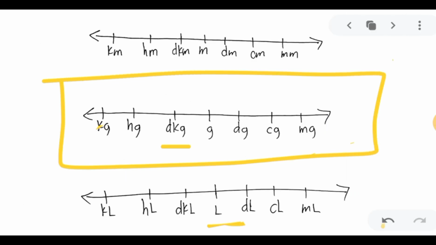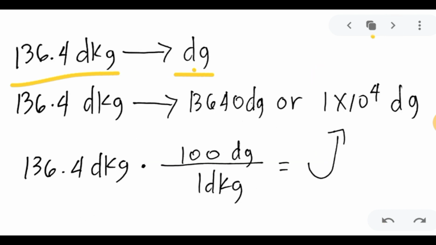Andito yung decagram, andito yung decigram. So, 1, 2. Multiply mo sa 100 or move ka ng 2 places. So, 136.4 to decigram is 13,640 decigram or just 1 times 10 raised to 4 decigram, or pwedeng 1.36 times 10 raised to 4 decigram, or pwedeng 1.4 times 10 raised to 4 decigram.